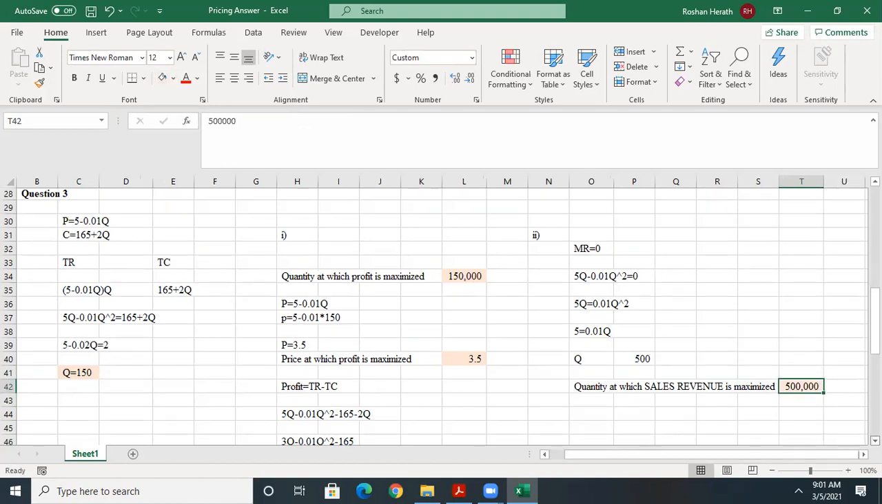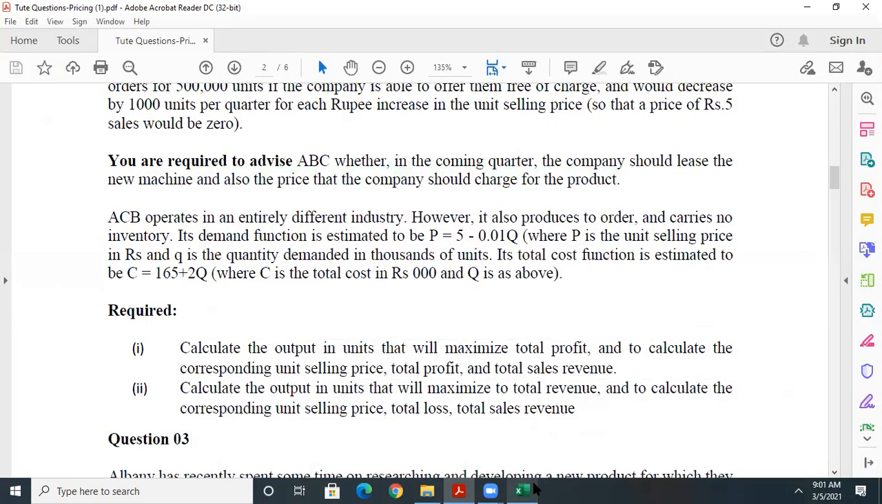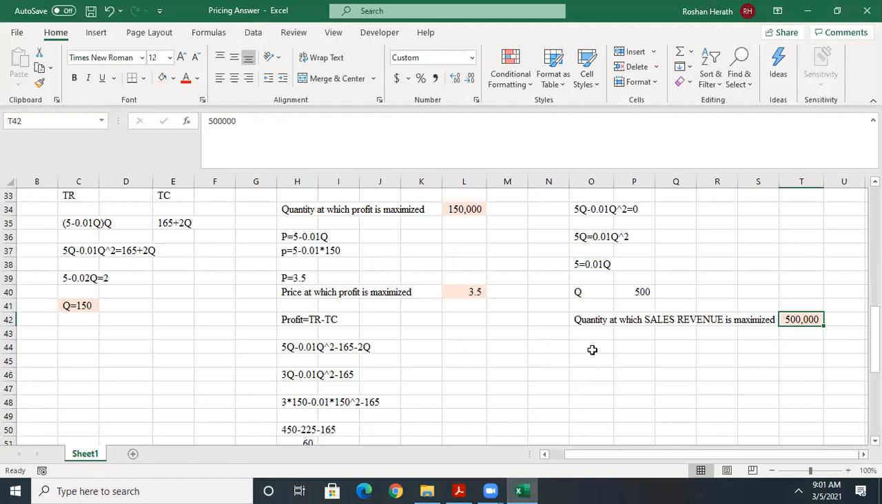Okay. Then it asks you, what is that? Calculate the corresponding unit selling price.